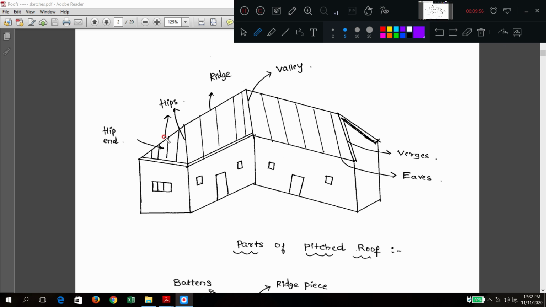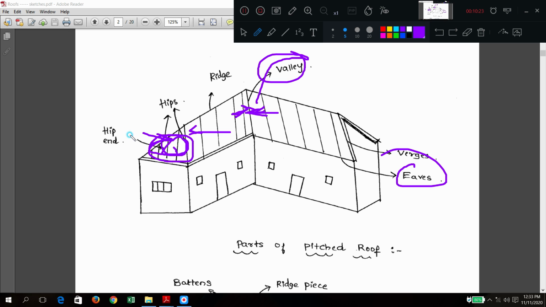Eaves means what we have seen, the lowest portion. Hip is what? It is the intersection of two sloping surfaces, at the sides. Valley means the reverse of the hip. A depression type is formed here; this is called the valley. Hipped end means this last end. It is called the hipped end.